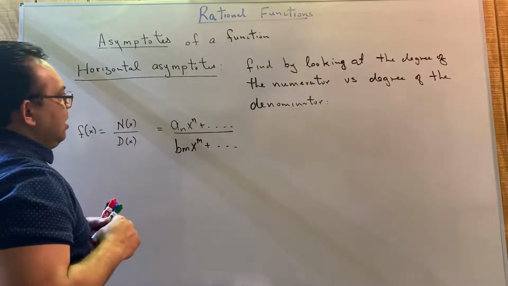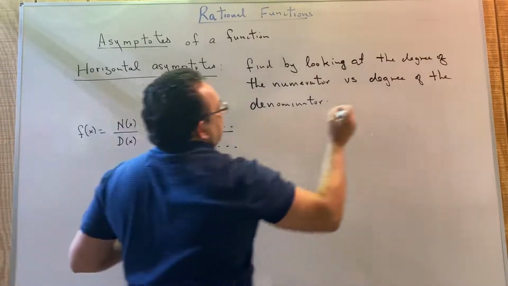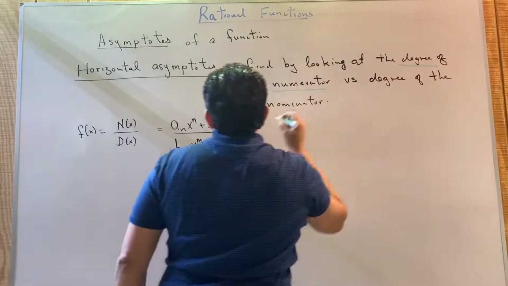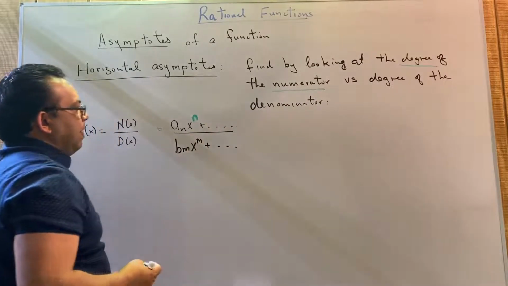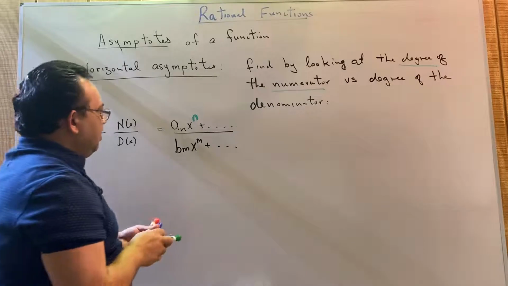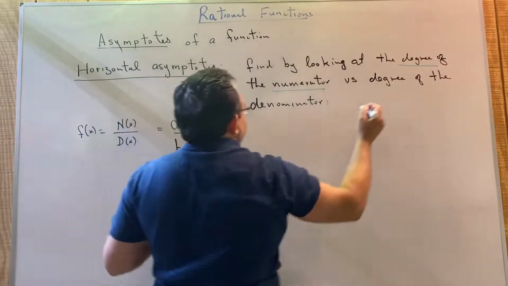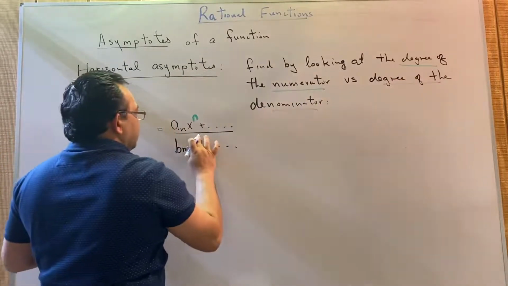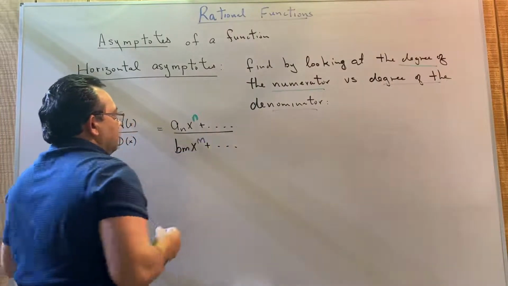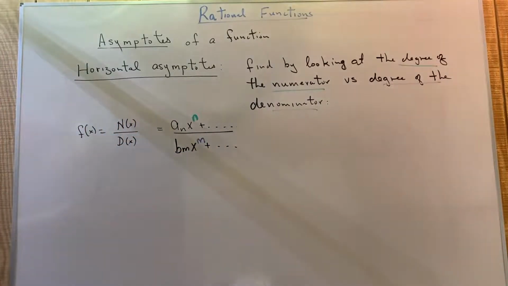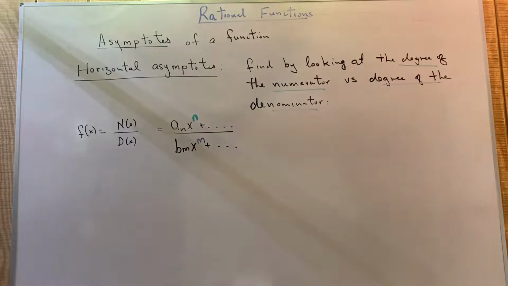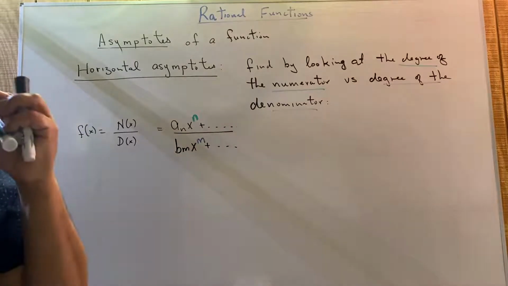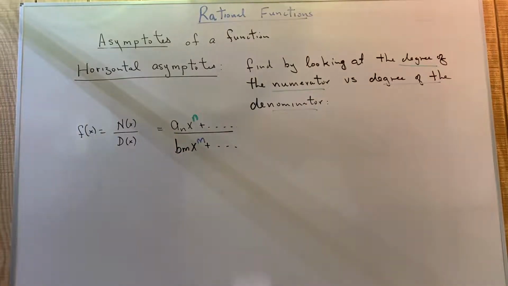So when we talk about the degree of the numerator, that's really this n value here, okay? And the degree of the denominator, this is this m value here. Okay, so we're going to compare the highest power in the numerator with that of the highest power of the denominator. And I'll go with the same as we did in the notes.